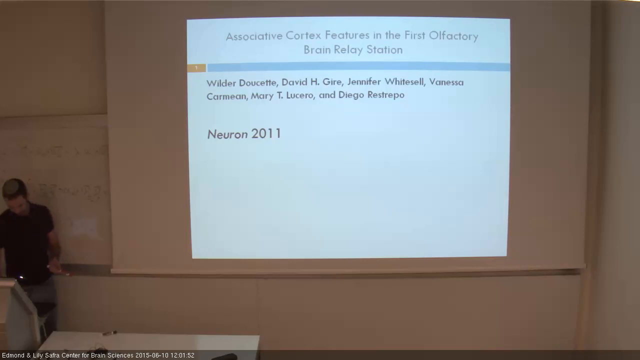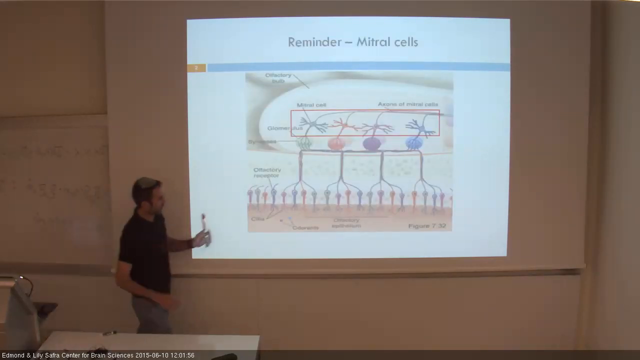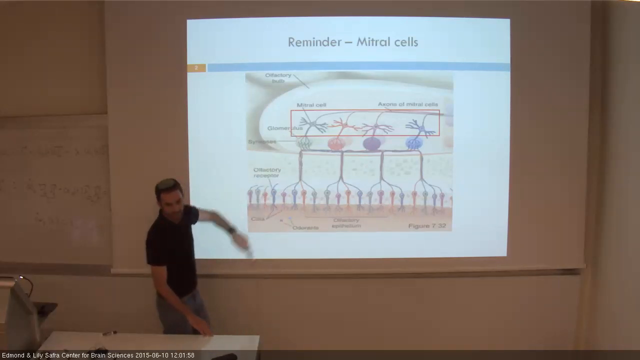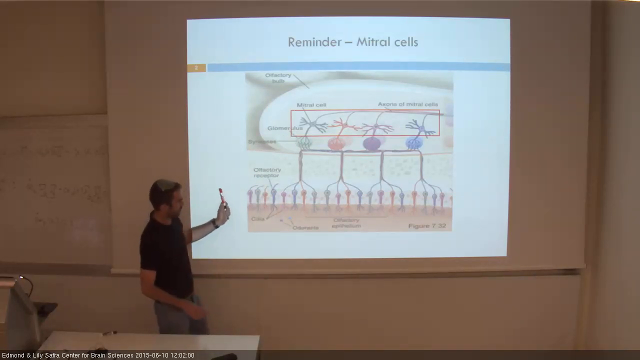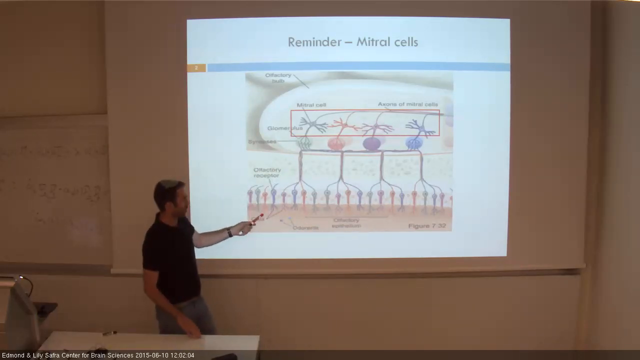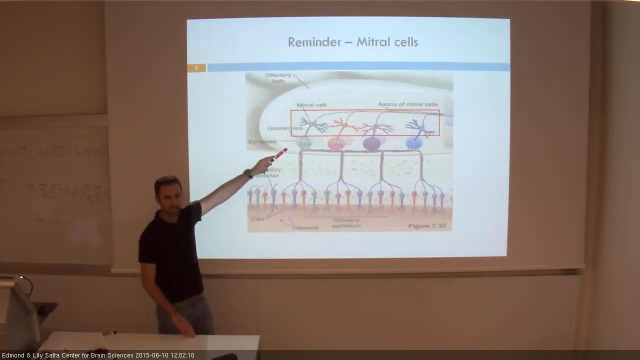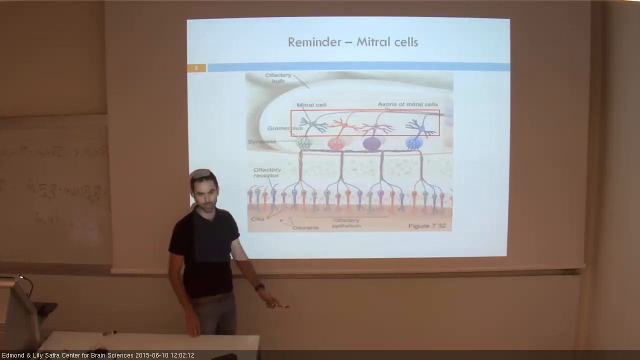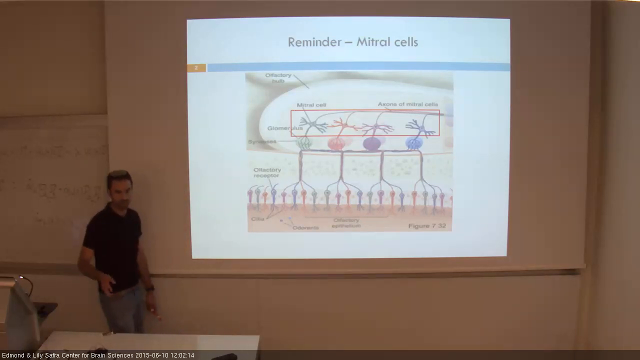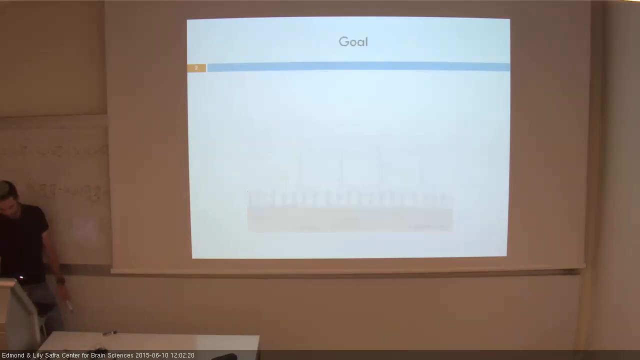So first let's remember what the mitral cells are. As we saw in class, the mitral cells are the second level in the pathway. The first station is the olfactory epithelium, the olfactory receptors. They send their axons to the mitral cells, who are the second station, and these mitral cells send their axons to the cortex or to other different places. So it's very important to remember that this is only the second station after the sensory input.